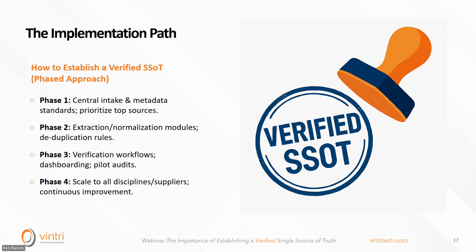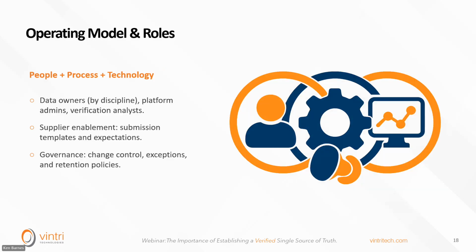And remember, no technology works in isolation. To succeed, you need alignment across people, process, and technology. Data owners in each discipline to maintain accountability, platform administrators to manage systems and permissions, verification analysts to handle exceptions and quality control, and supplier enablement to ensure submissions come in the right format. When these pieces work together, governance becomes sustainable, not reactive.